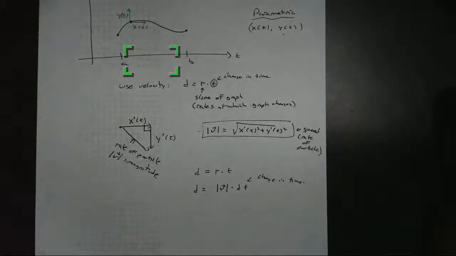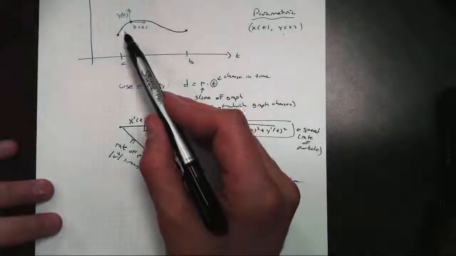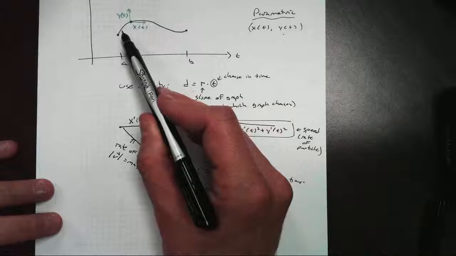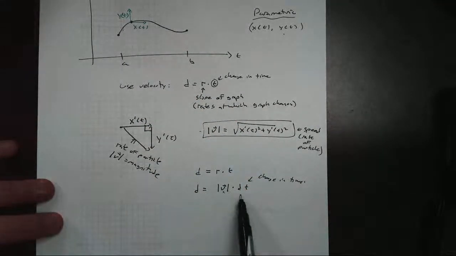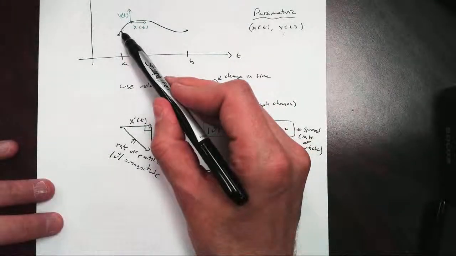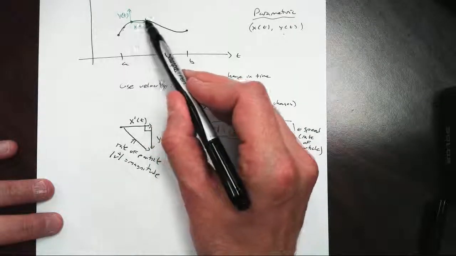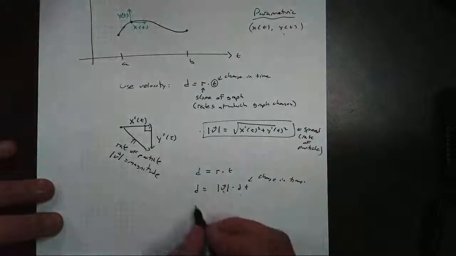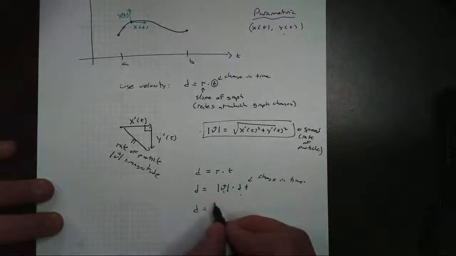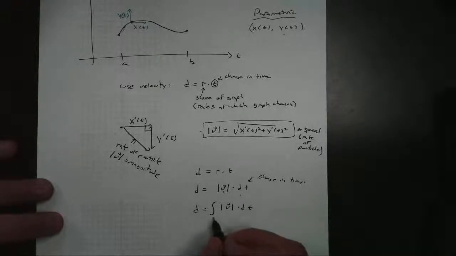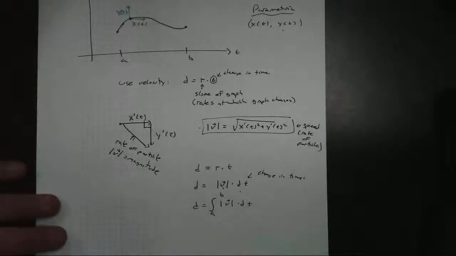So what's really going on here is we're taking these infinitely tiny little times and we're going to add them all up. Velocity times time, so it's the slope times the change in time, and there are infinitely many of them. So to write this, I have to use integrals to get the right answer here: the integral from A to B of the magnitude times dt.